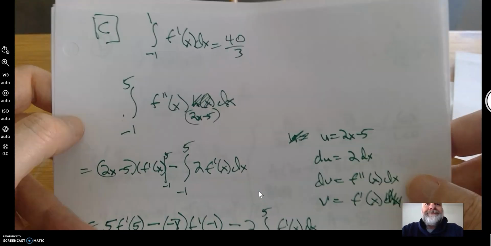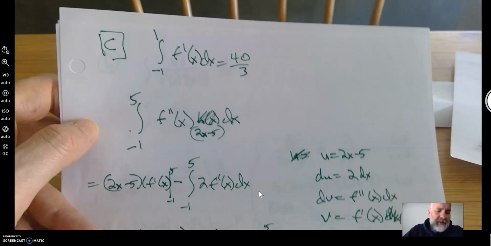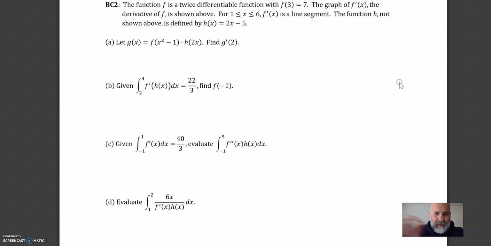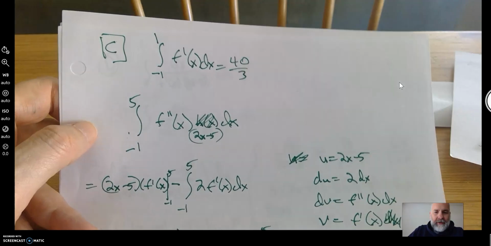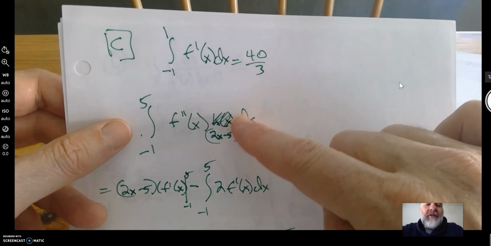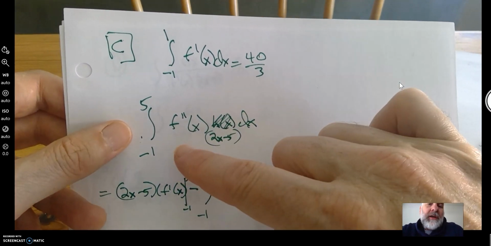Part C. Part C, what was the question again? I haven't looked at this for a little bit. Part C was, given that, find that thing. All right. So they gave me that. I need to find what this one is.